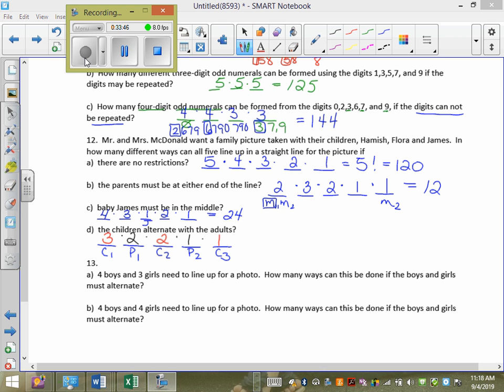So I could multiply these all out, or I could actually write this as the red 3, 2, 1 makes up 3 factorial, and the black 2, 1 makes up 2 factorial. So it could be written like that, or 6 times 2, 12.